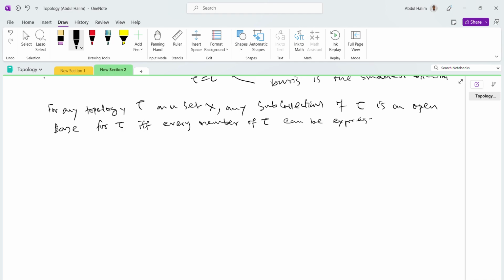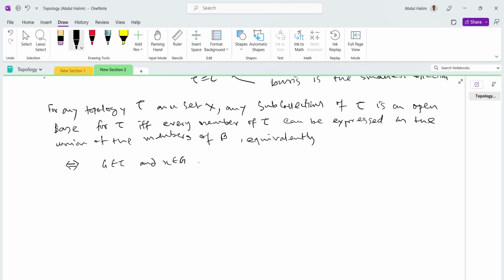Talking about sub collections, for any topology tau on a set X, any sub collection beta of tau is an open base for tau if and only if every member of tau can be expressed as the union of the members of the collection of family beta.